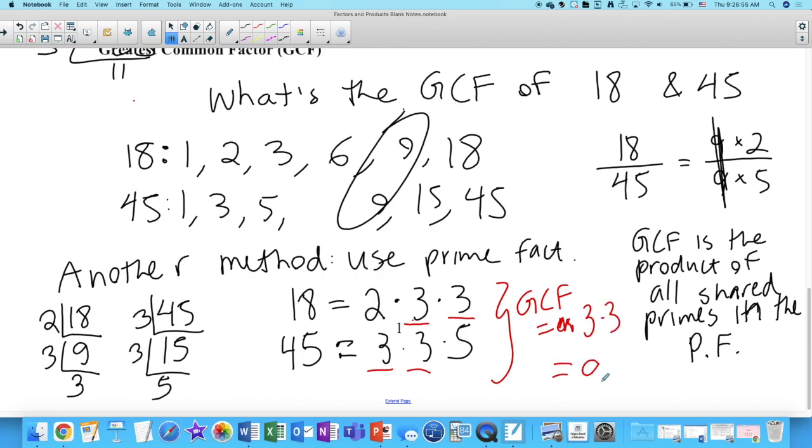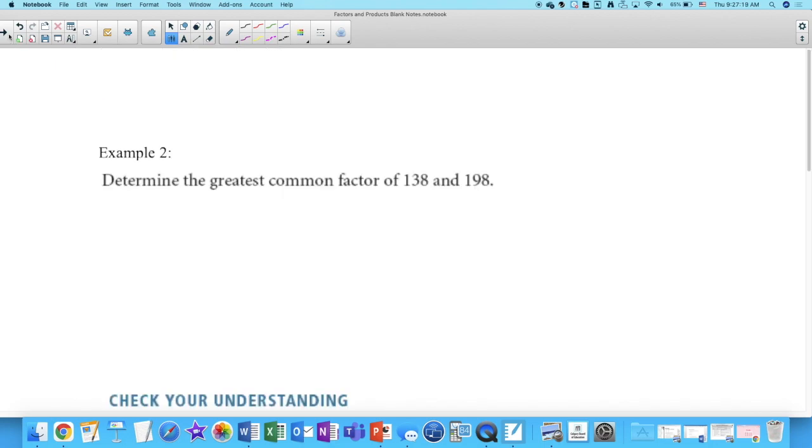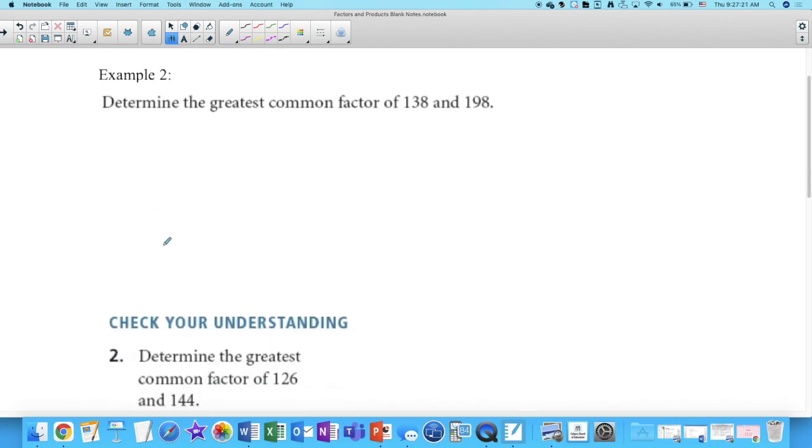Okay, and this is a really efficient method, and it also works for algebraic expressions when you're looking at the greatest common factor of algebraic expressions. The prime factorization of algebraic expressions, you can't exactly prime factorize those, but there's a similar process, okay, which we'll get to not tomorrow, on Monday. No, not Monday. I can't remember. Sometime next week. Okay, so determine the greatest common factor of 138 and 198.